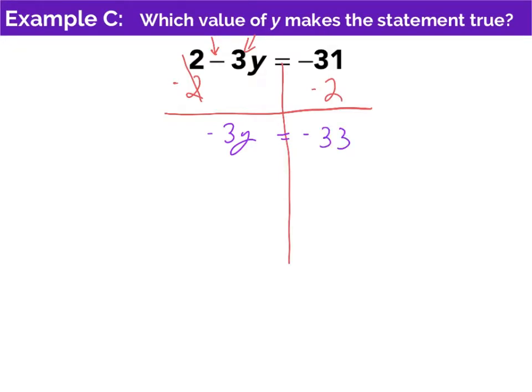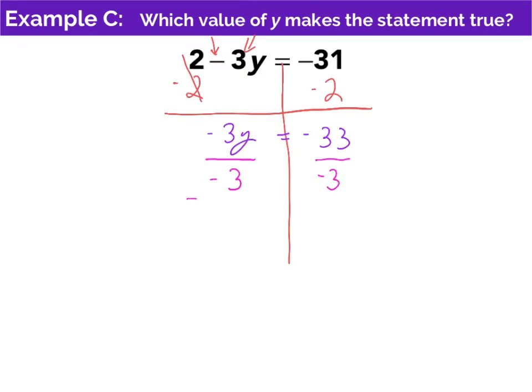Now I have a one-step equation. I need to figure out what the inverse operation of multiplication is. It's division. So I'm going to be dividing both sides by -3 because I want to get rid of both the 3 and the negative. So a -3 divided by a -3 is going to give me a +1y. If I only divided by the +3, I would end up with -y. And I'm not looking for -y, I'm looking for y. So I have to divide both sides by -3.